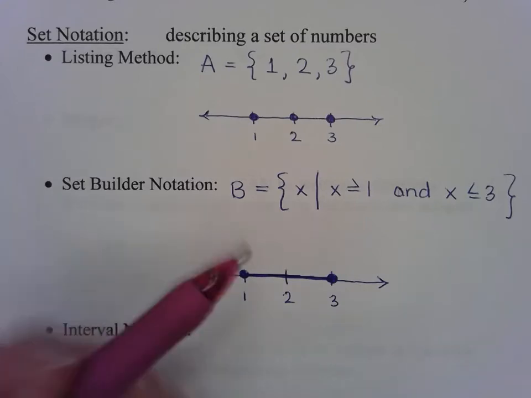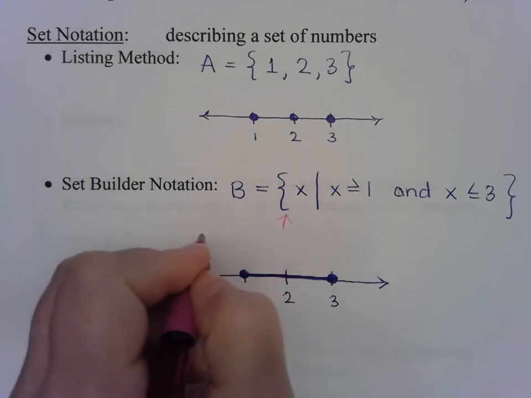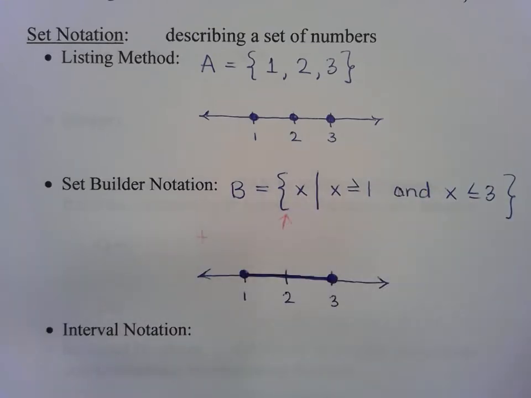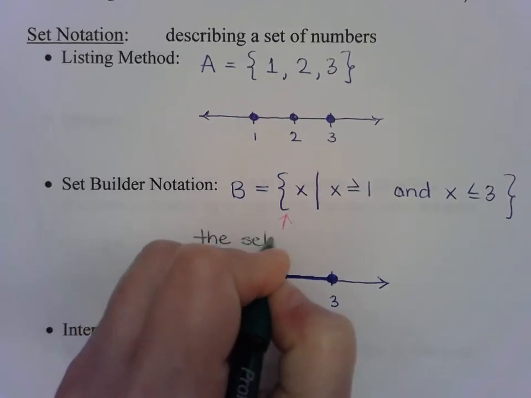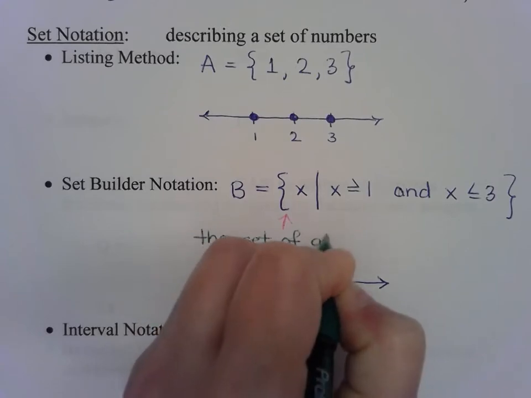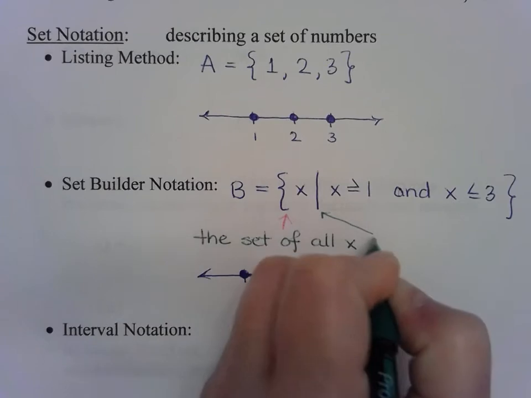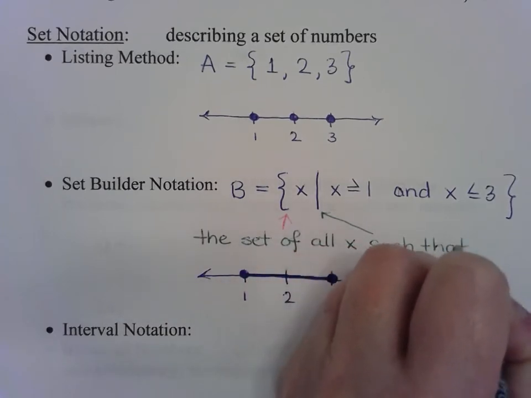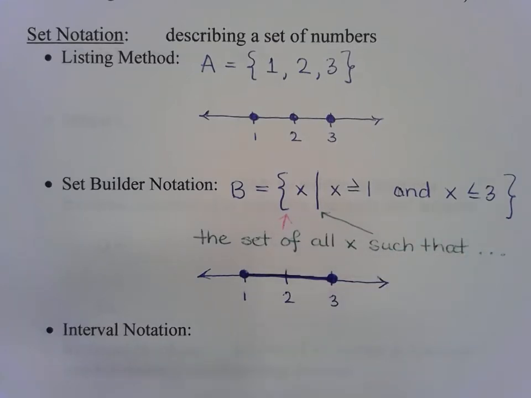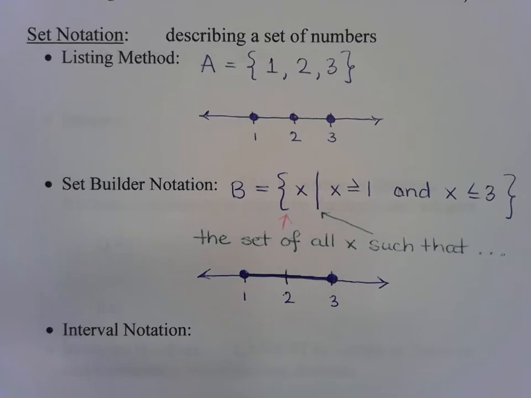So this usually reads, just like we read it just now, the set of all x such that, and then we have our criteria right here that describes what numbers are going to be included.